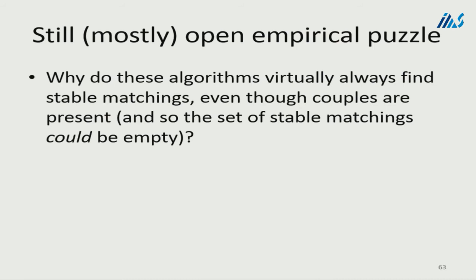Okay, so there's still a mostly open empirical puzzle about why we don't run into very many markets where you can't find a stable matching, even though there are couples. And so there's been some recent work on that, but when I say it's still mostly open, I'm going to quickly tell you about some theorems that are not very satisfactory. So once again, I'm going to show you some notation, but I'm doing it not so you should absorb it now, but so you should understand the kind of models that we're working with.